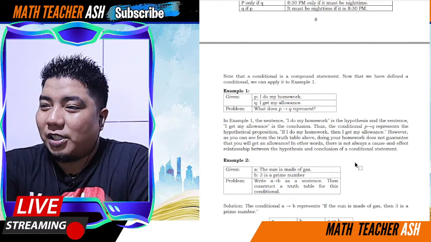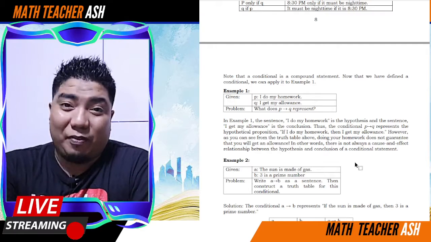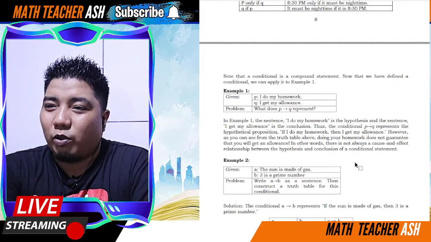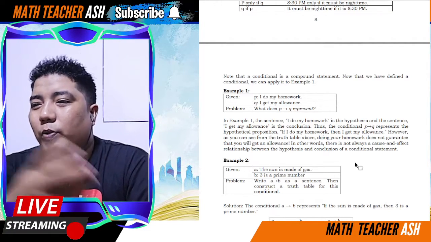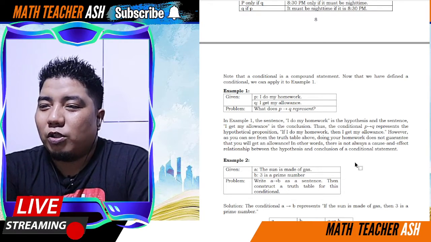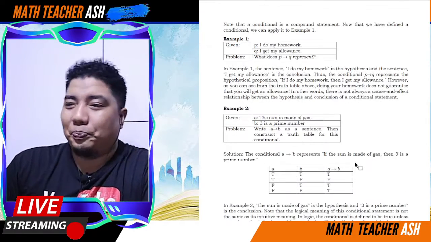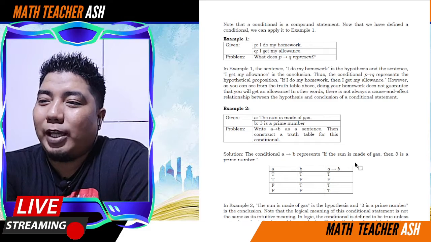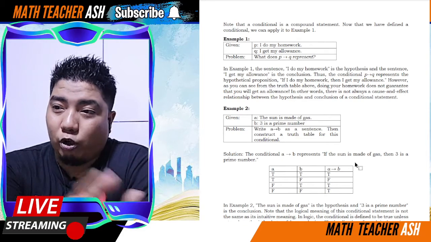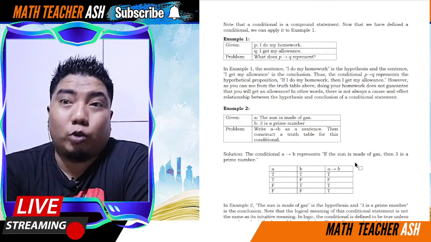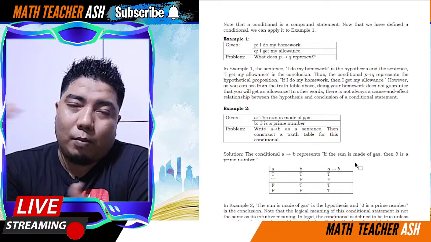In other words, there is not always a cause and effect. Okay? So, ang cause and effect dito, hindi guarantee parate. So, between the hypothesis and the conclusion. So, ito naman, example number 2. The sun is made of gas. Okay, totoo yun. 3 is a prime number. Totoo din yun.